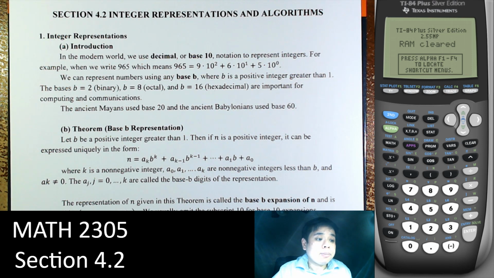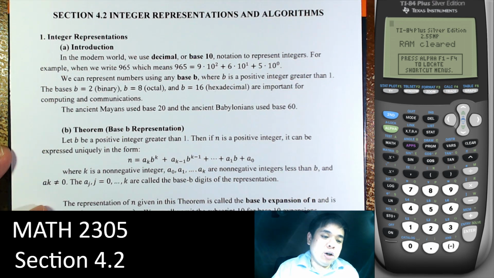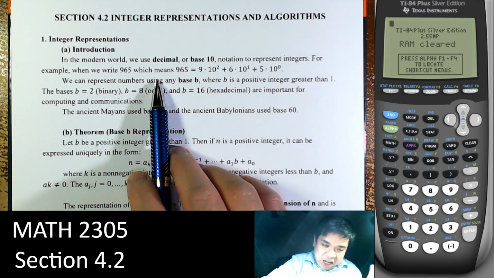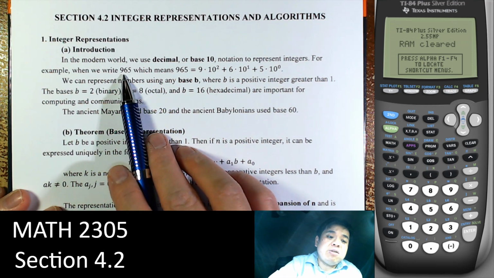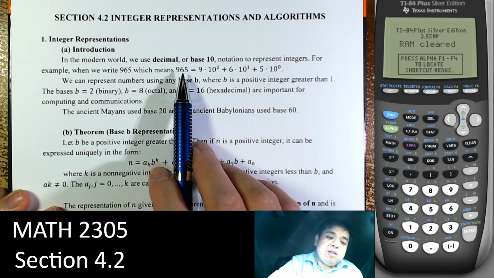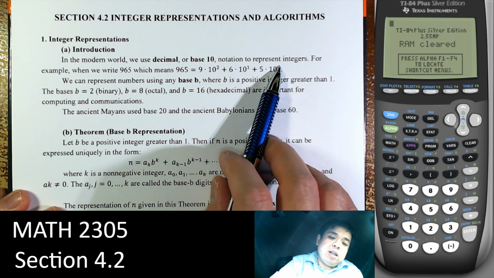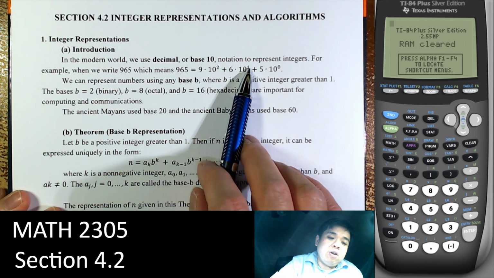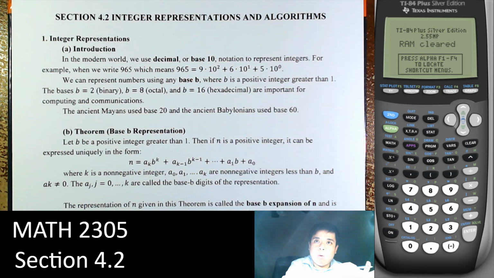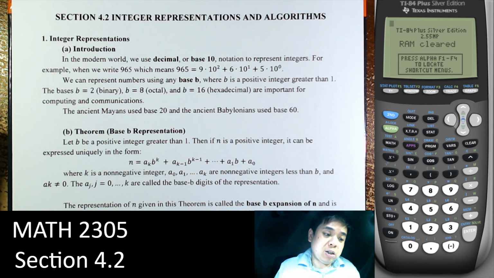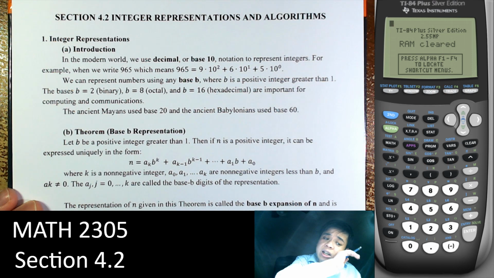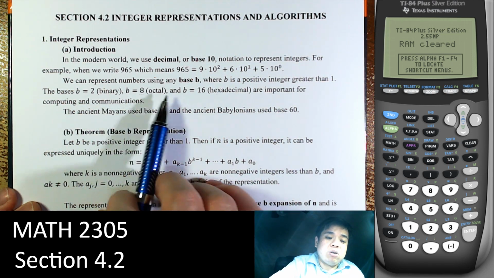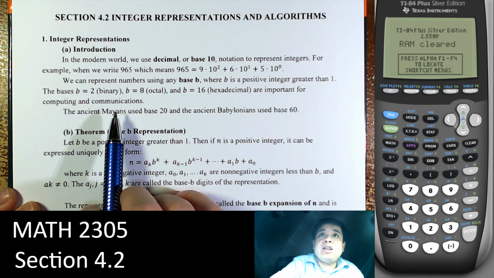Right. So, integer representation. The normal way we do it is base 10, or decimal. With 965, the digit on the right is multiplied by 10 to the 0 power, and then next to it the first power, then the second, and onward. So we go from right to left, pretty much. So that's base 10. In this section we study base 2, binary, base 8, octal, and base 16, hexadecimal.